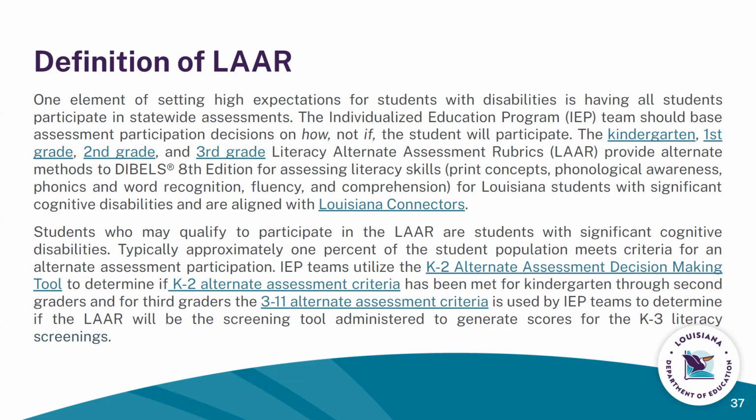So the IEP team will utilize the K-2 alternate assessment decision-making tool, and that's to determine if students in K-2 will meet the criteria for alternate assessments. And then the 3 through 11 alternate assessment criteria will be utilized by IEP teams for a student in third grade to again determine if that LAR is the appropriate tool administered for a literacy screening.